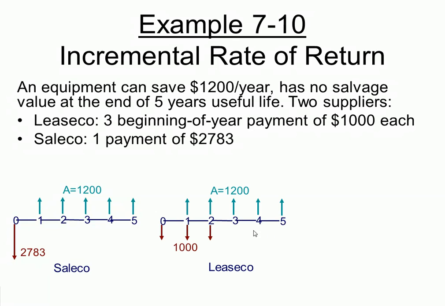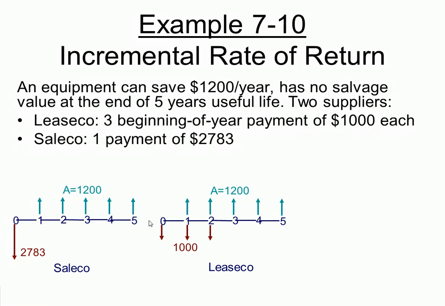So this is LeaseCo. LeaseCo requires the 3 beginning of the year payments. So beginning of the year means it starts with 0. Then that's for the first year. For the second year, it starts at 1, and then for the third year, it starts at 2. So these are 3 payments of $1,000, and then we have these realized benefits, just as we would for SailCo, because it's the same equipment, just from 2 different suppliers.